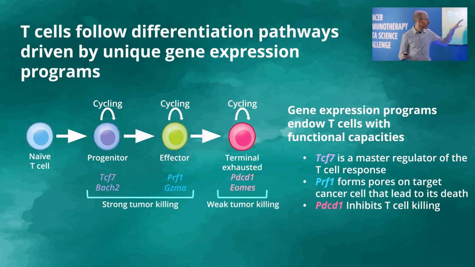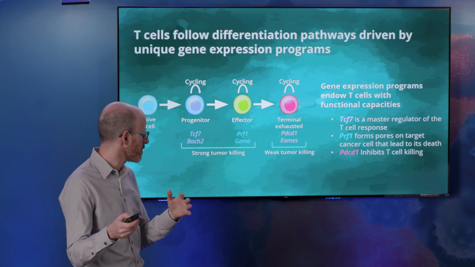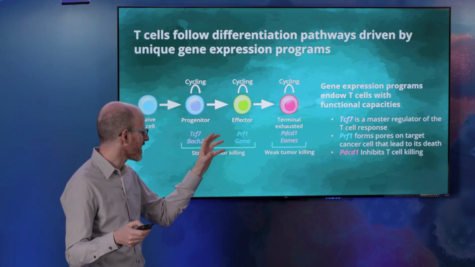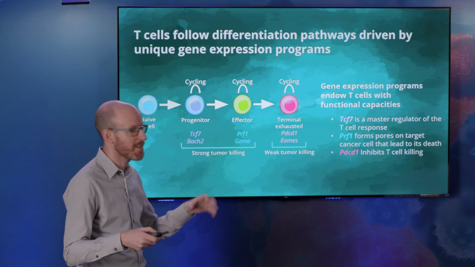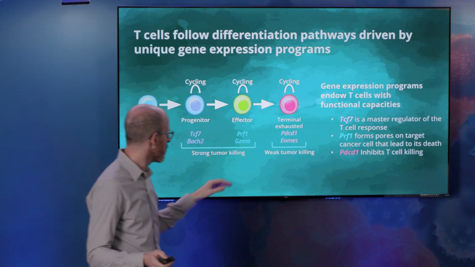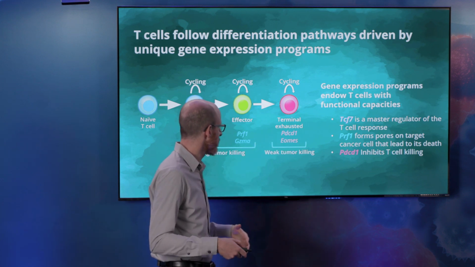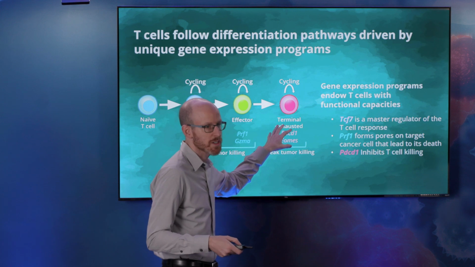And then finally, we have the terminally exhausted T cell state, where we have high expression of the gene PDCD1. Now, PDCD1, we've actually seen before in the previous lecture. PDCD1 encodes the protein PD1, and this is a target of immune checkpoint blockade. When the PD1 protein gets engaged, the T cell killing activity is inhibited, and so the T cells lose their ability to kill target cancer cells. So when we see a T cell expressing the gene PDCD1 at high levels, we know that that's likely a T cell that's in the terminally exhausted state.